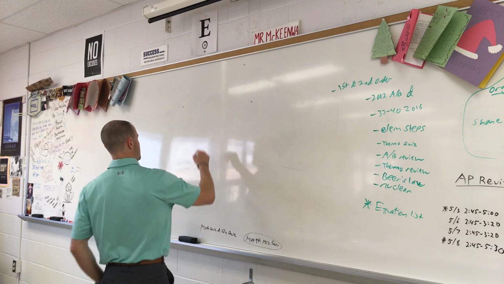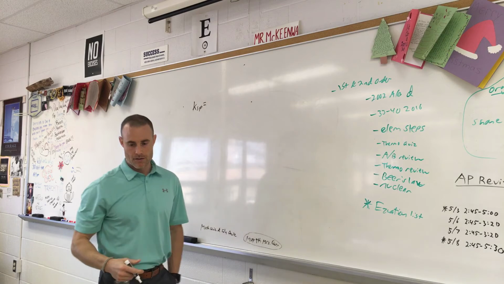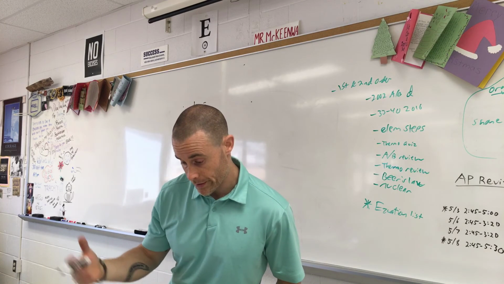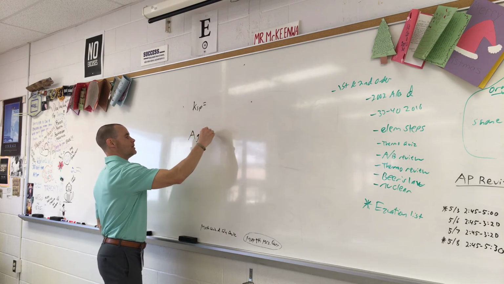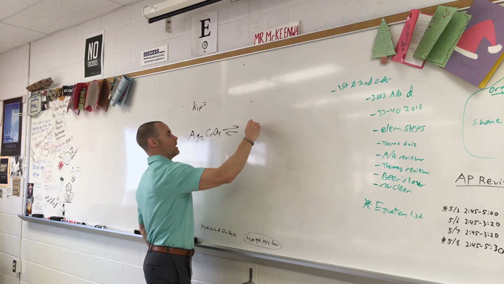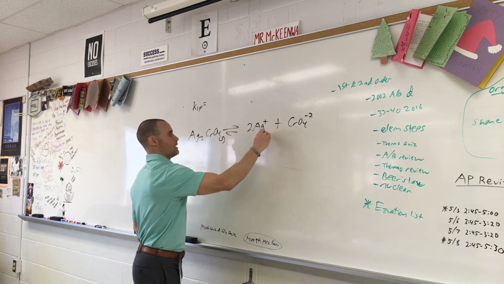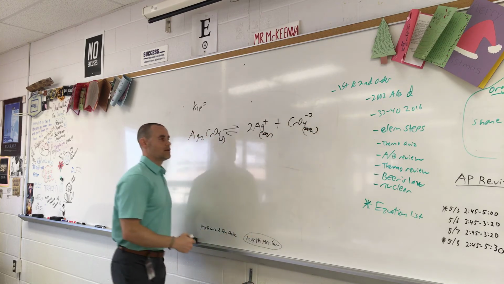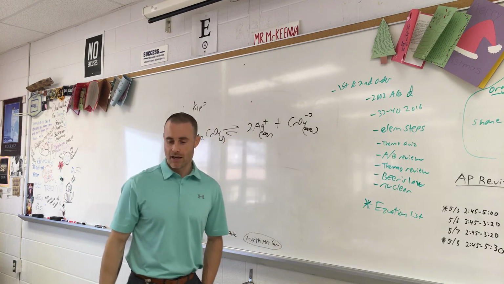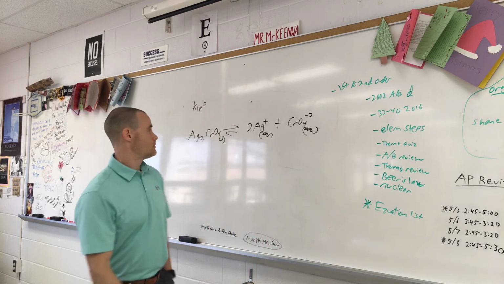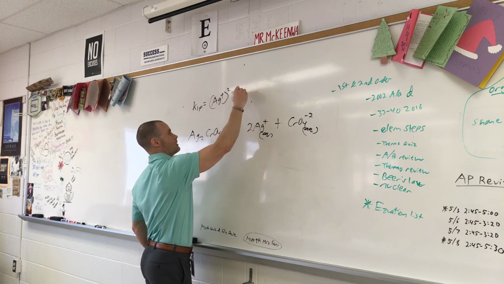So what about Ksp and Q? Remember, I'll just pick one of these at random. Let's go with Ag2CrO4. If you have solid Ag2CrO4 and you get 2Ag+ and CrO4 2-, aqueous, how would we write the Ksp equation? Ag+ squared, CrO4 2- to the first. Yeah, and that's it.